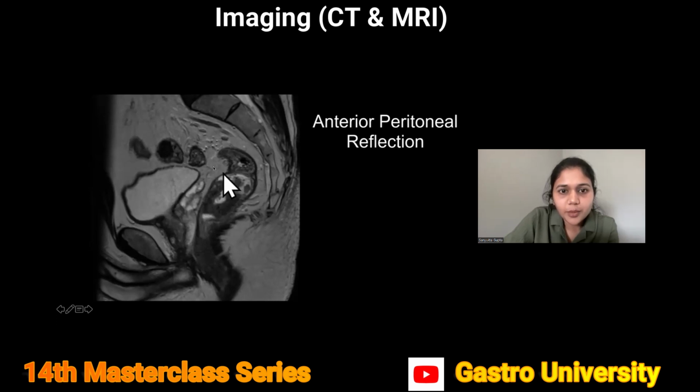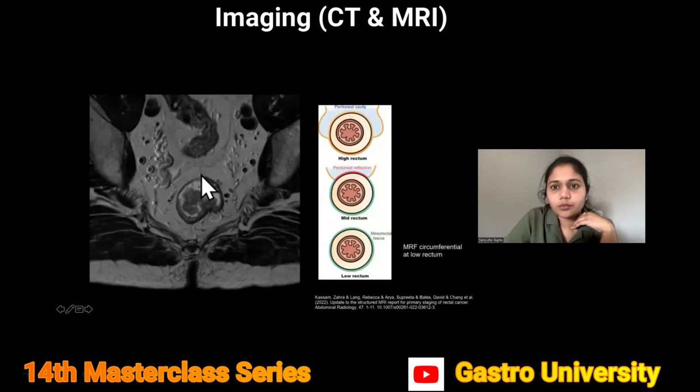This is the anterior peritoneal reflection coming from the anterior rectal wall up to the superior part of the bladder in men, and if it's a woman, then it's extending up to the torus uterinus. Identifying the anterior peritoneal reflection is easier in sagittal planes. If you scroll the scan, you find a thin hypointense line extending from the anterior rectal wall.